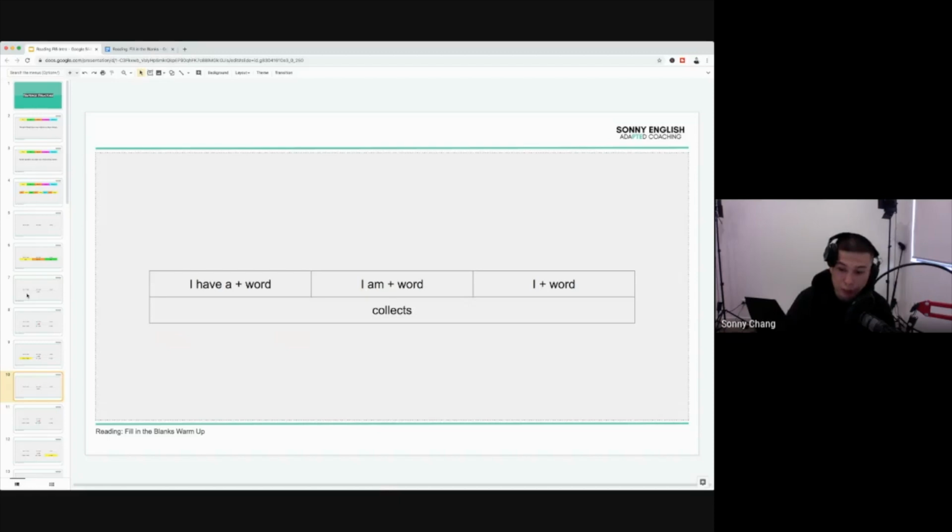Now, how about this word? Collects. Let's try this. I'm going to take that S away, and I will say, I have a collect, I am collect, and I collect. Which one sounds good to you? I collect. Okay. Why does it sound good? Because it's a verb. You cannot say I have a collect, right?